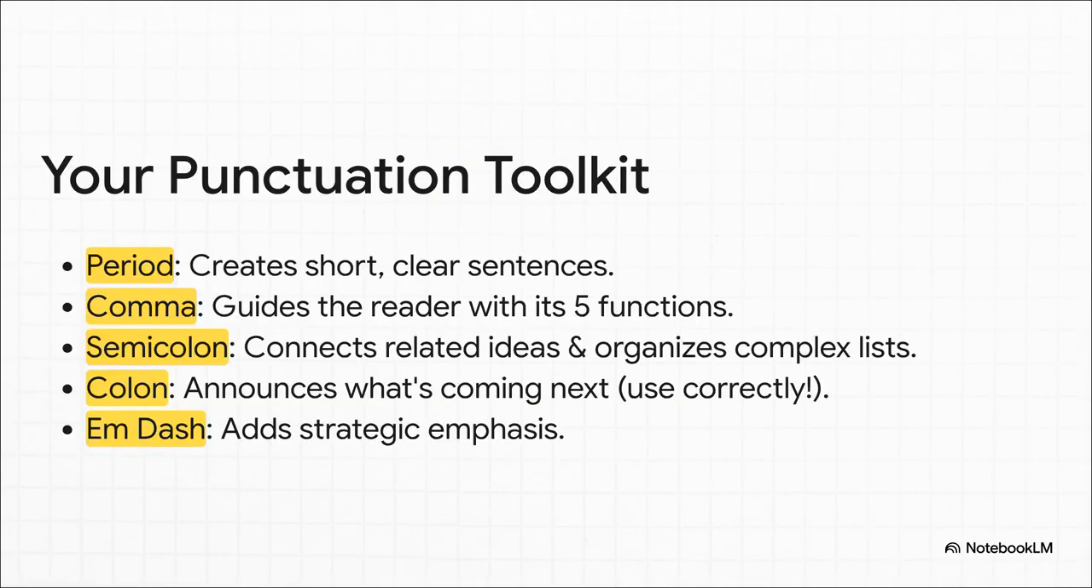So let's do a quick recap of the awesome toolkit we've put together today. The period, your tool for clarity and keeping things short. The comma, your go-to guide for sentence structure. The semicolon, your specialist for those tricky lists and connecting closely related ideas. The colon, that's your announcer telling everyone what's next. And the M dash, that's your power tool for emphasis. See, each one has a very specific and very important job to do.